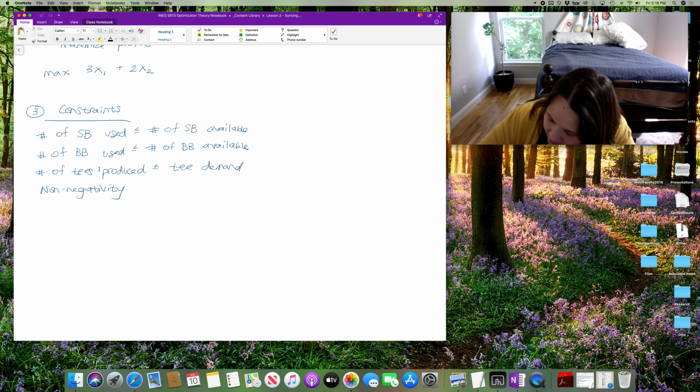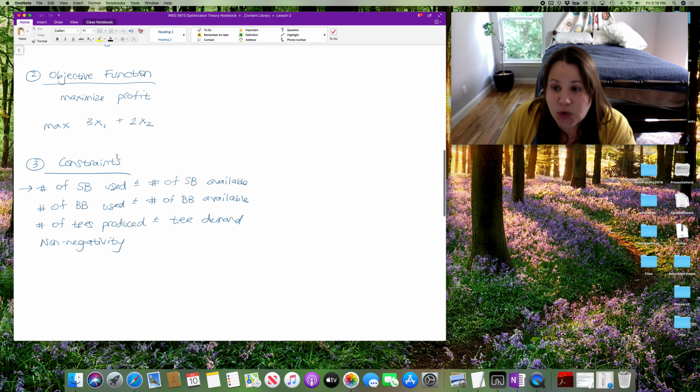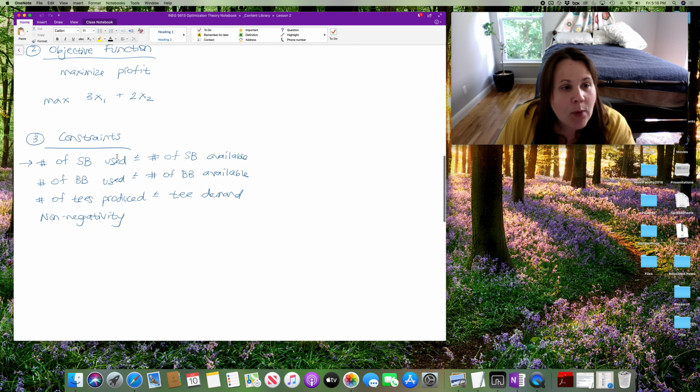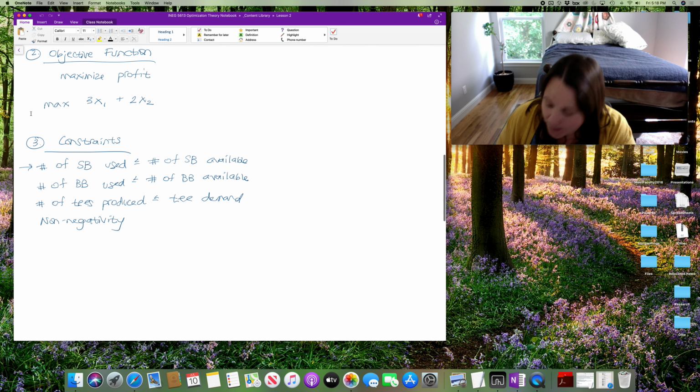So let's take this first one here. Our number of small bricks used. We use small bricks for teas and cakes. We use 2 small bricks per tea and 1 small brick per cake. And we know, going back up here, x1 and x2 are our number of teas and cakes. So to represent this first one, we know that 2 times x1 plus x2 has to be less than or equal to 10. That's our first constraint.